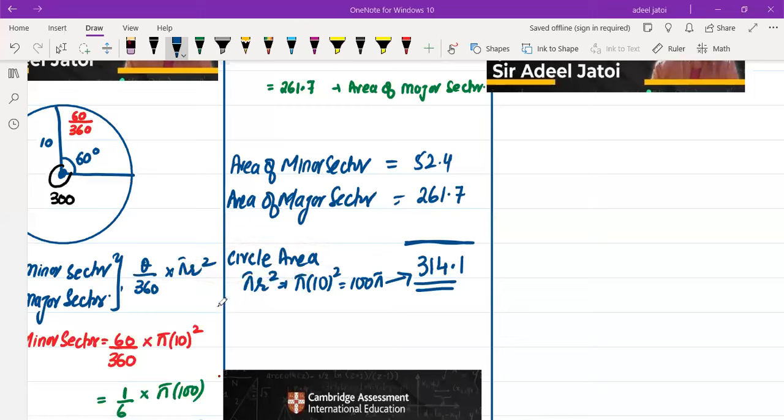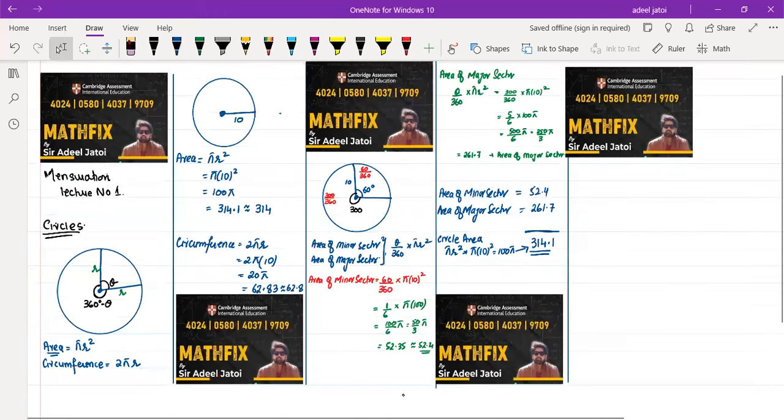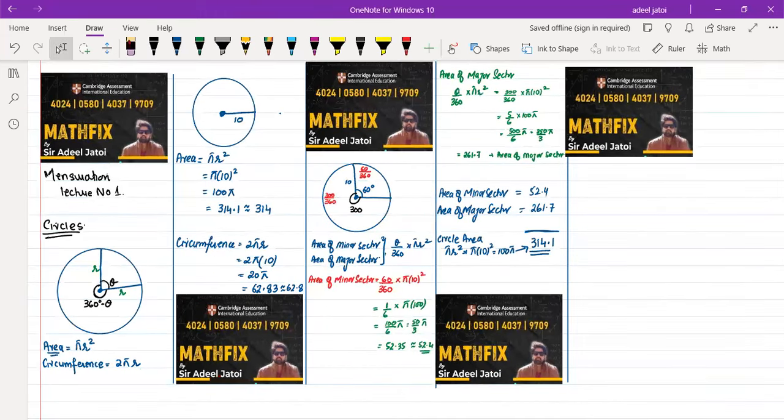And it is just because of the ratio that we are using. For the same question, the ratio was 60 upon 360 for minor, and for major it was 300 upon 360. Both ratios, when we multiplied with pi r square, gave us 52.4 for the minor and 261 for the major. So this was the area of the minor sector and the area of the major sector from the area of the circle, with respect to the ratio for minor and major.